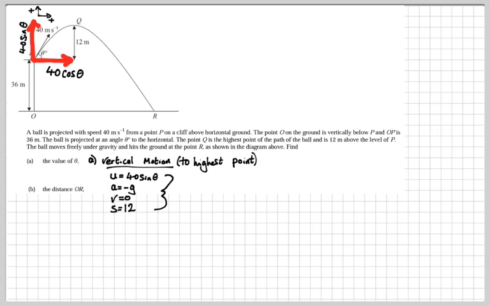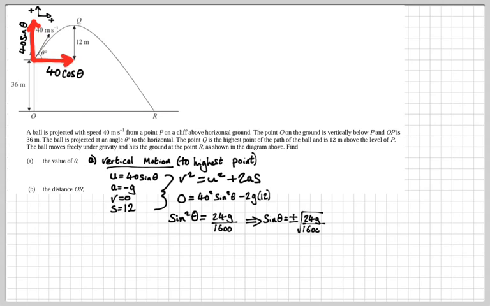The correct formula to choose here would be v squared equals u squared plus 2as. You should always state that in your solution. We can now substitute the values in directly, and our objective is to find out theta. So let's make sine squared theta the subject of the formula to begin with. We can now take the square root of each side to lead us to sine theta equals plus or minus the root of 24g over 1600.